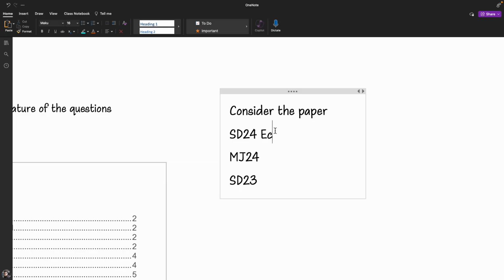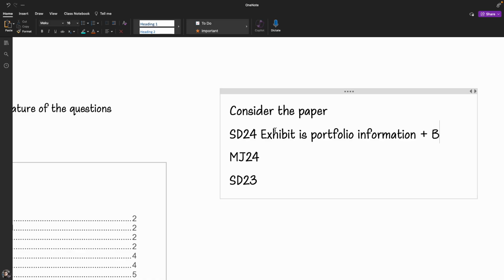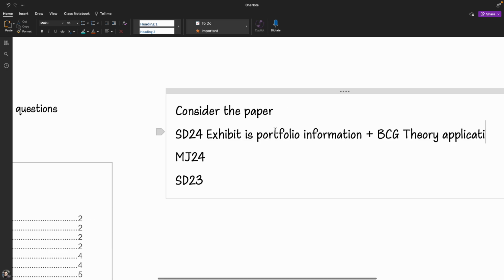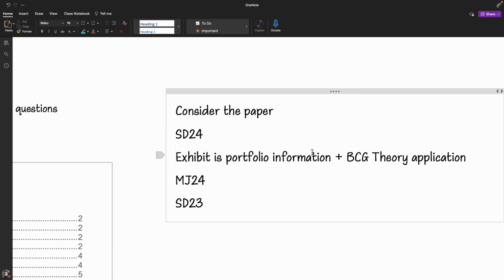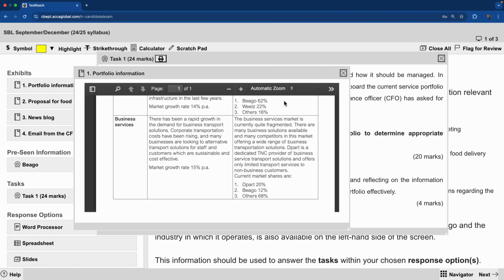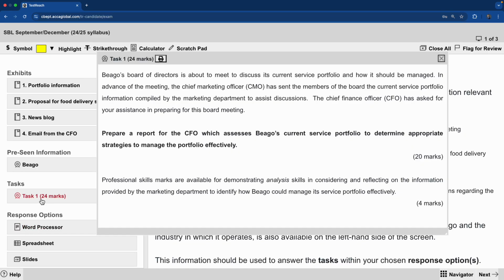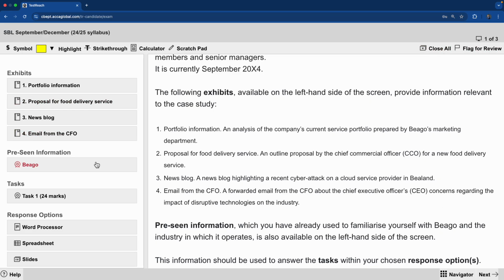exhibit. That was one of the questions that came out. This is the first question that came out. That is the first exhibit. They give you portfolio information. Once you're done with that question, see the task, 24 marks. They just ask you to prepare, then they said analyse the information. Then after that, you go to the next task.